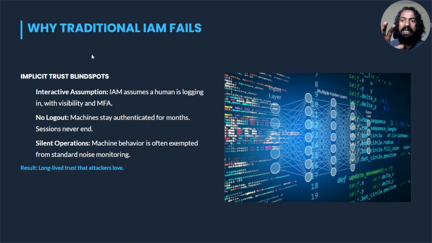And when it comes to traditional IAM, right? This was actually designed for humans, like you and me. Humans log in, humans log out, humans can actually be monitored, right? But machines don't behave that way. I mean machines, right? The automatic logins and all. They run continuously. They rarely rotate credentials, and they operate very silently, which means long-lived trust accumulates without visibility. And attackers usually love long-lived trust, so that's a problem here.